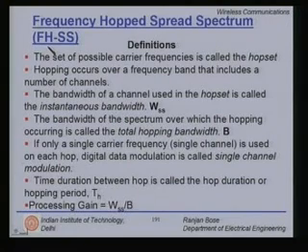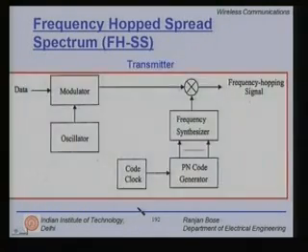The processing gain for FHSS is W_SS over B. Let us now look at the transmitter for a frequency hopped spread spectrum system. So you have data coming in, goes to a modulator, and an oscillator input gives you this data.